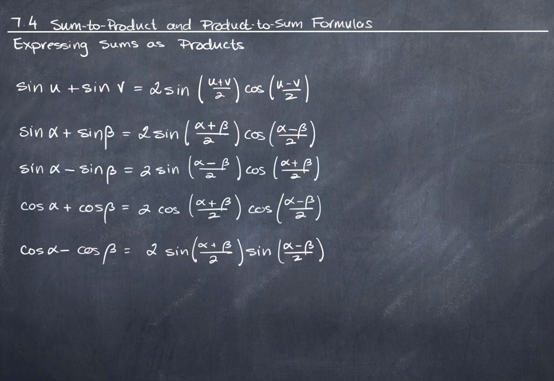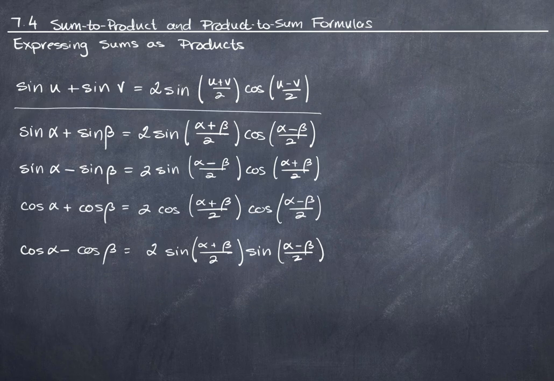Now, the first thing I've done here is to rewrite the first formula using alphas and betas instead of u's and v's. The u's and v's were just a convenient way to show you how we got the formula. But once we have a formula, we can replace the letter we use for the angle with anything we want, and it's going to hold true. I have the sine of one angle plus the sine of a different angle.